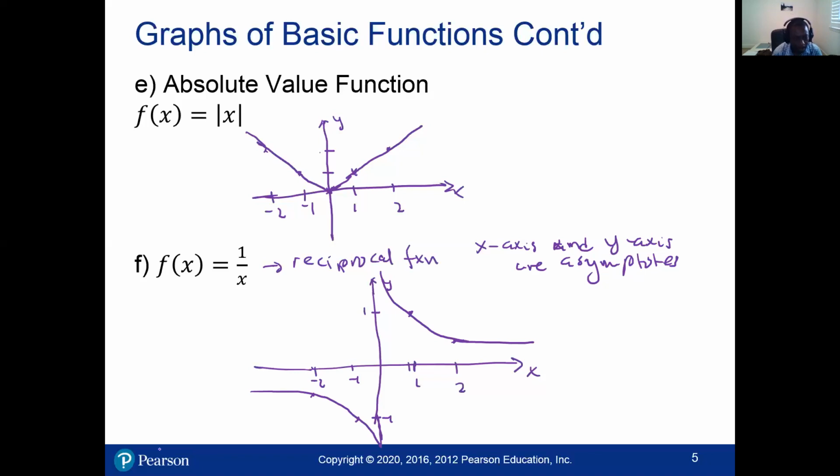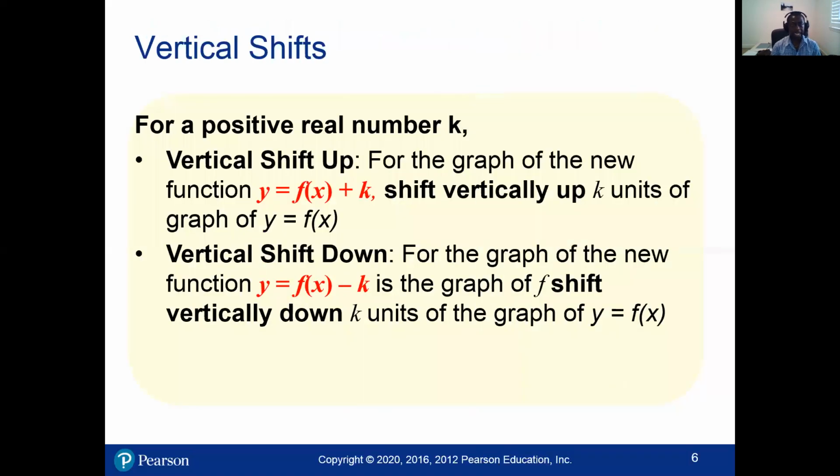Let me erase this part and draw a curve nicely. You have this, so you have a -1, and this point. It goes like that, and it doesn't touch the axis. Okay, so this is the graph for that. Now, these 6 basic functions, you must know them so that you can do the problems in this section. Right. Now, let's go to the first technique, that is vertical shifts.